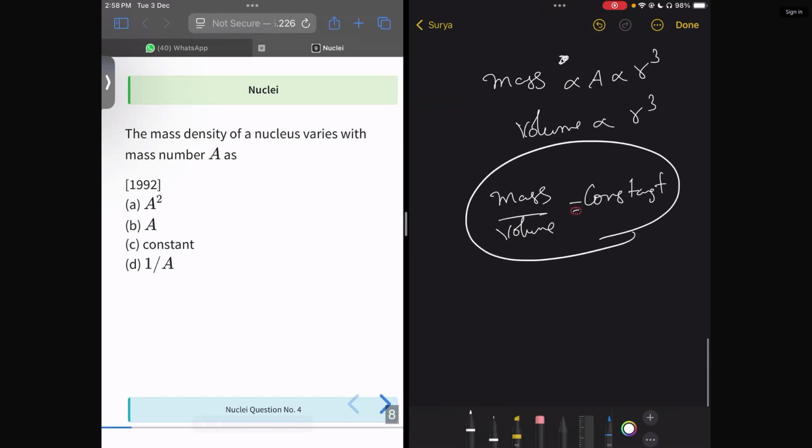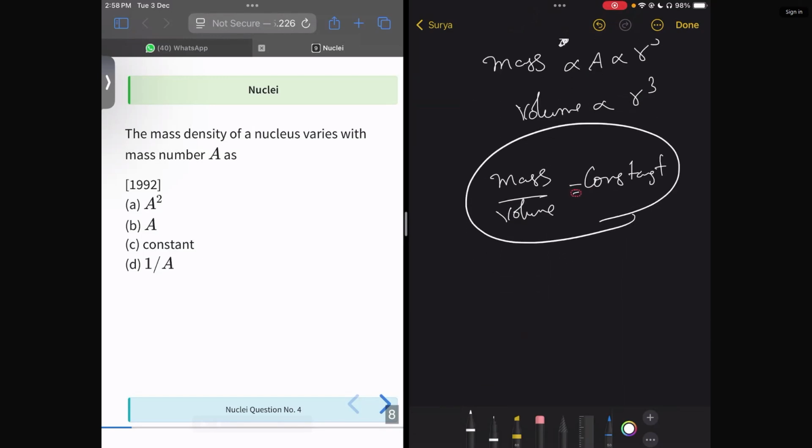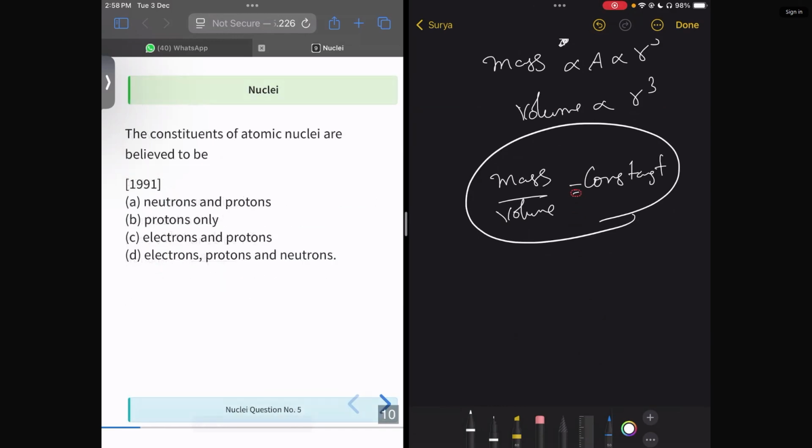So option C is the right answer. Going to the next question. The constituents of atomic nuclei are believed to be. So all of you know what is the atomic nuclei. Suppose there is an atom, the electron is revolving around the nucleus. So what will there be in the nucleus? It will be neutrons and protons. Neutrons and protons will be there. So option A is the right answer.